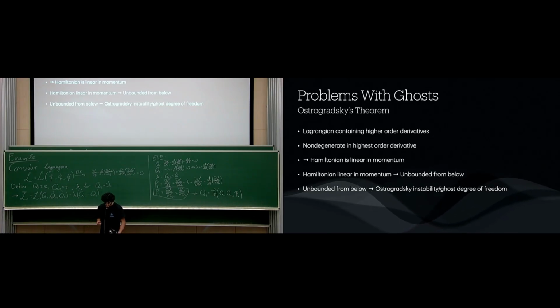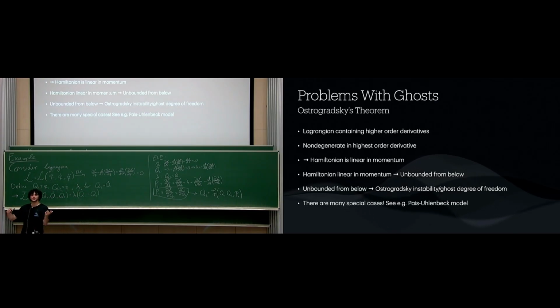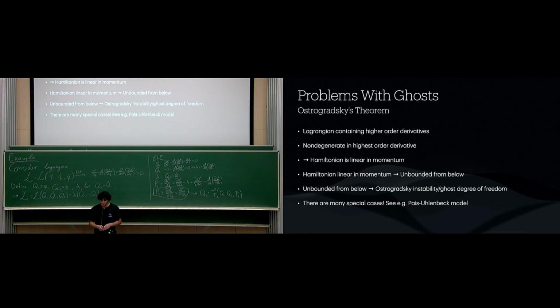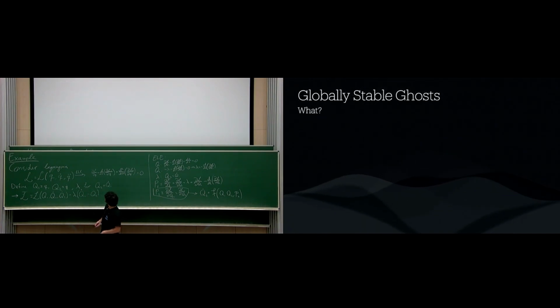That's also one thing you could look up. There are many special cases, and there is a very well-studied model of a higher derivative ghost system. It's called the Pais-Uhlenbeck model, and it seems to be very important in understanding the ghosts that emerge in modified gravity.